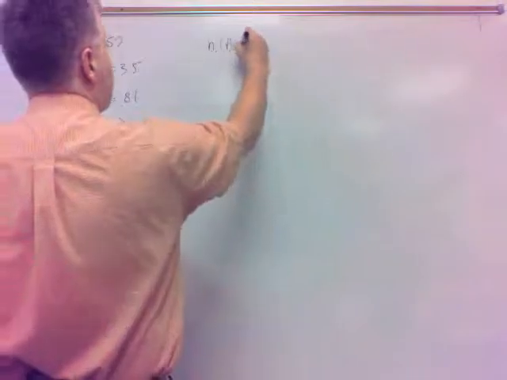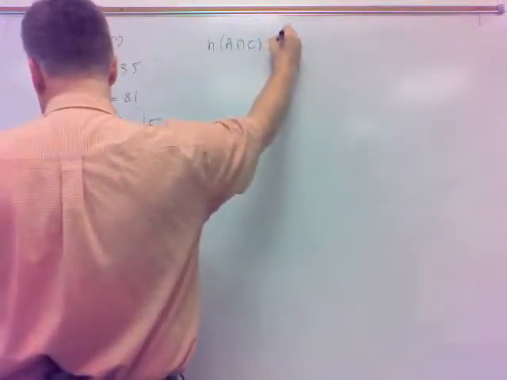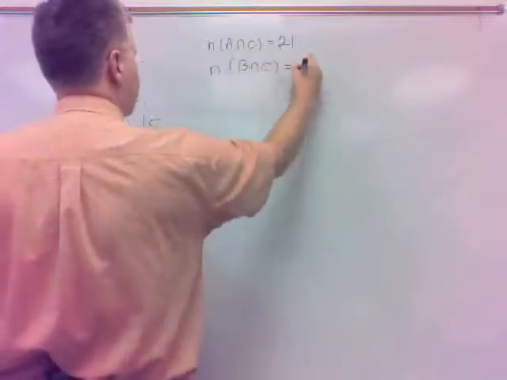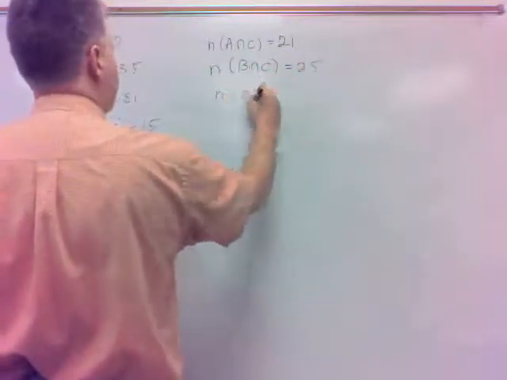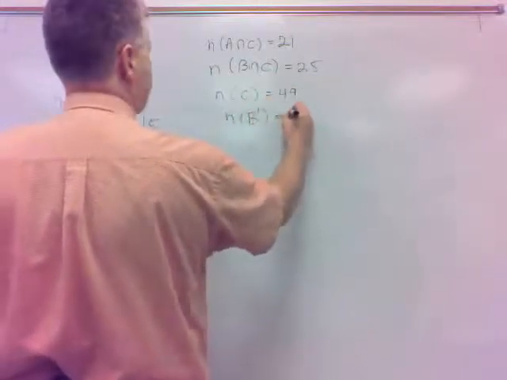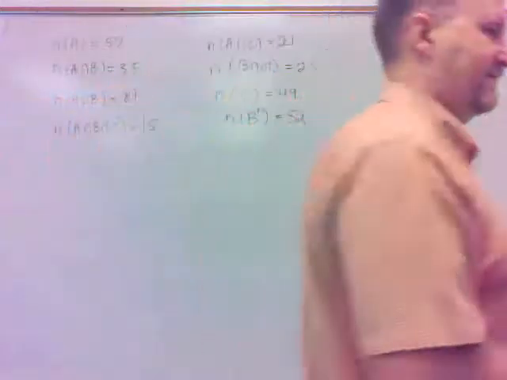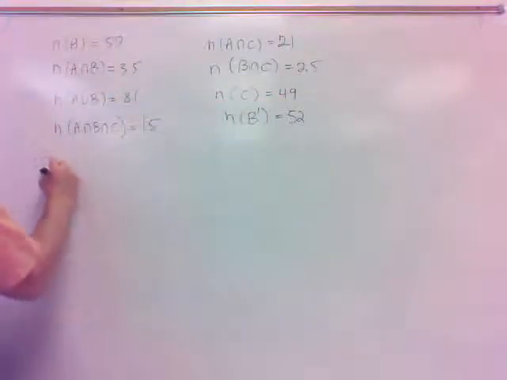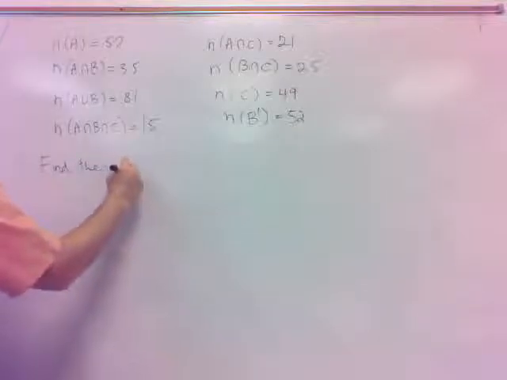The number in A intersect C is 21. The number in B intersection C is 25. The number in C is 49. And the number in B complement is 52. See if I got all those written down right. 57, 35, 81, 15. Yep. So again, same scenario here. Find the number of elements in each part of the Venn diagram.